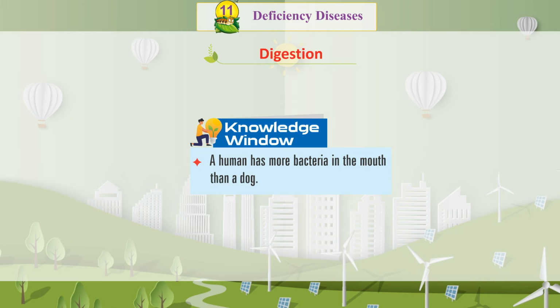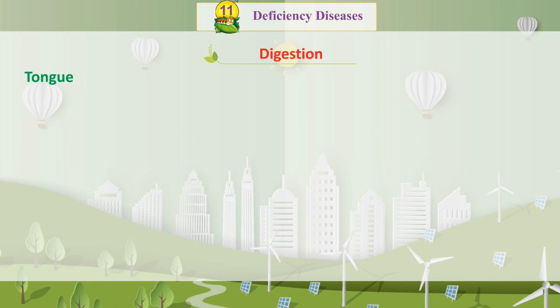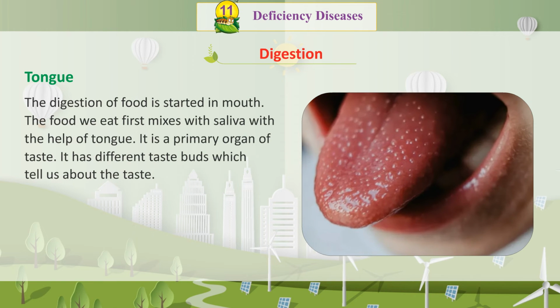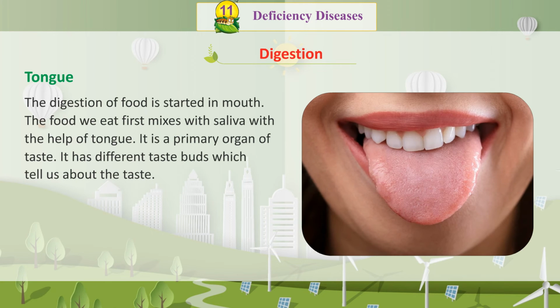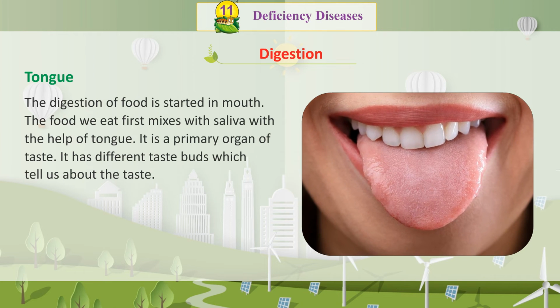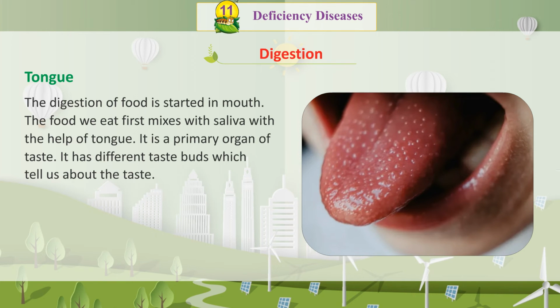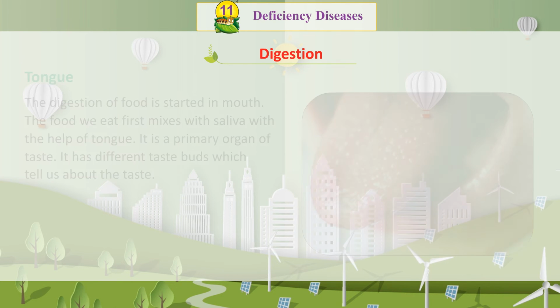Knowledge window. A human has more bacteria in the mouth than a dog. Tongue. The digestion of food is started in the mouth. The food we eat first mixes with saliva with the help of the tongue. It is a primary organ of taste. It has different taste buds which tell us about the taste.